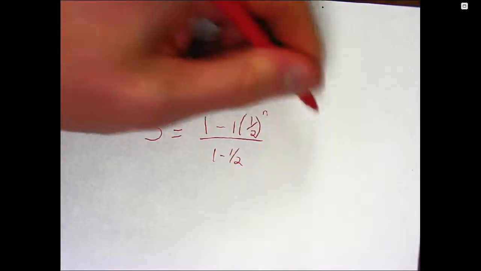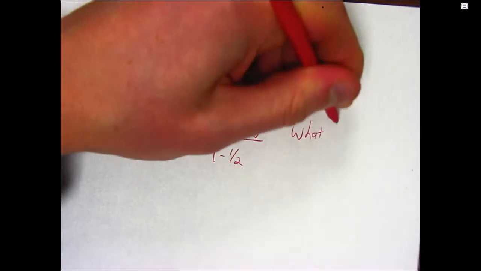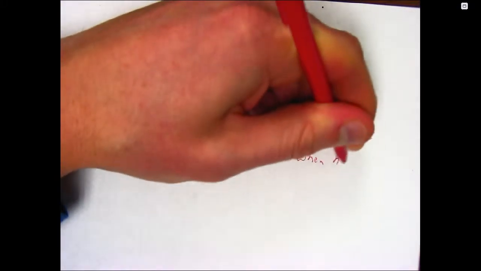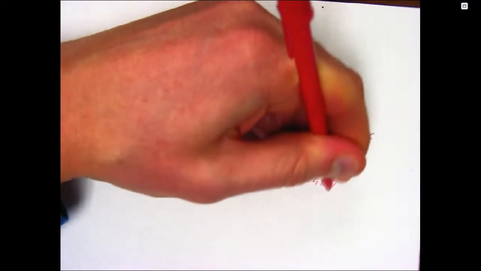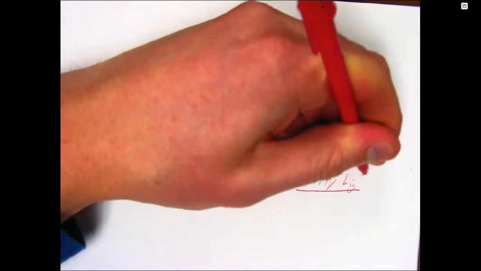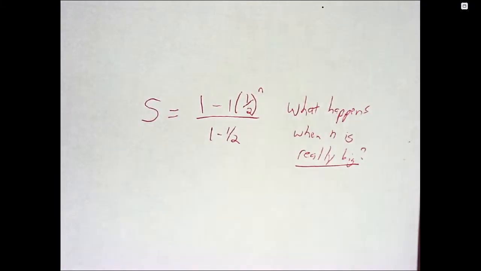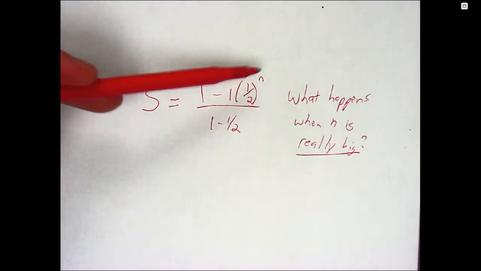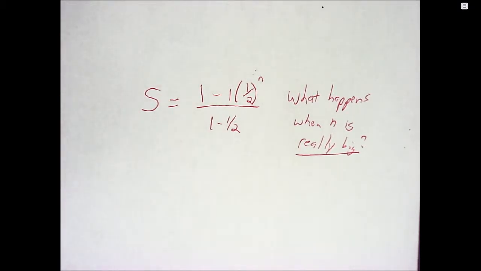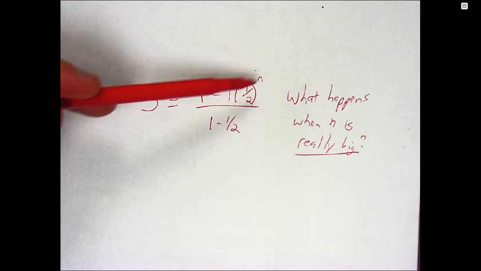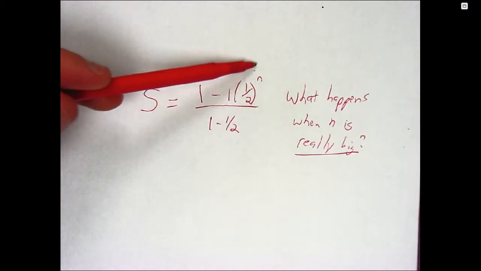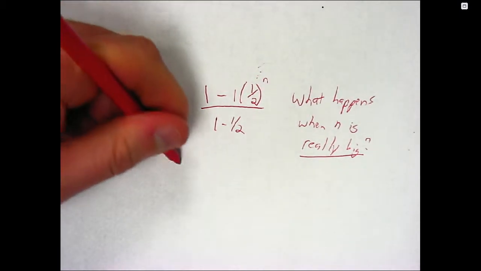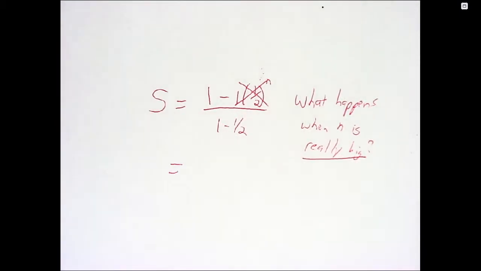And so the question is, what happens when n is really big? n just keeps getting bigger and bigger, and so you keep taking half of a half of a half of a half of a half. What's going to happen is that's going to approach 0. When n approaches infinity, in calculus we say that the limit is 0. So that part's just gone when n is really big.